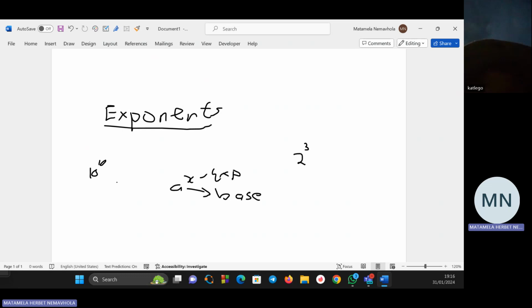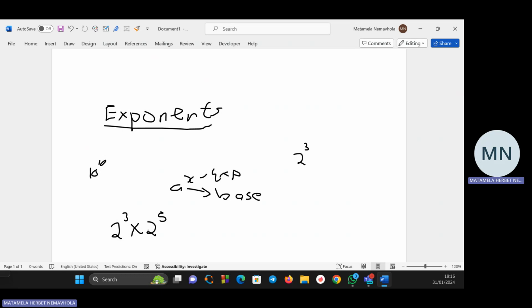So what happens if you have 2 to the power 3 and you are multiplying it by 2 to the power 5? Because the bases are the same, 2 and 2, you add the exponents. It's going to be 2 to the power 3 plus 5, which gives you 2 to the power 8.